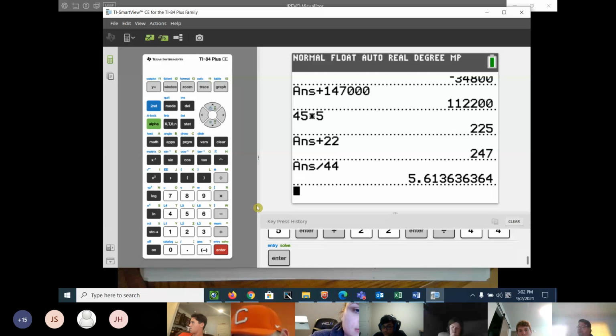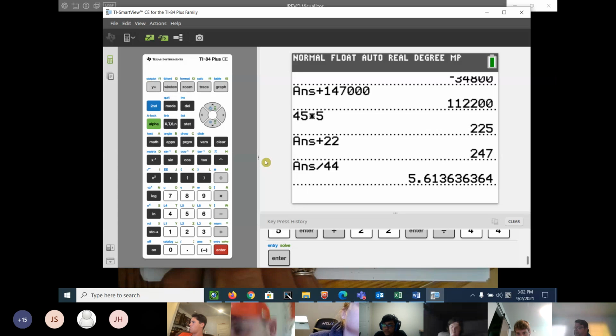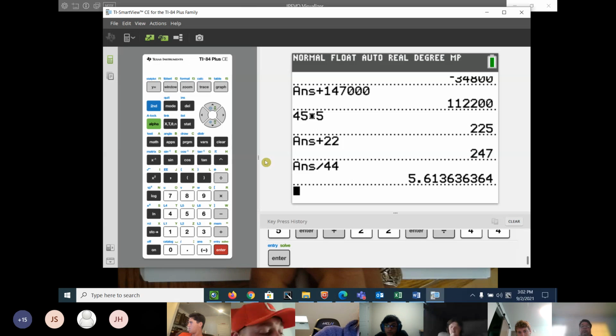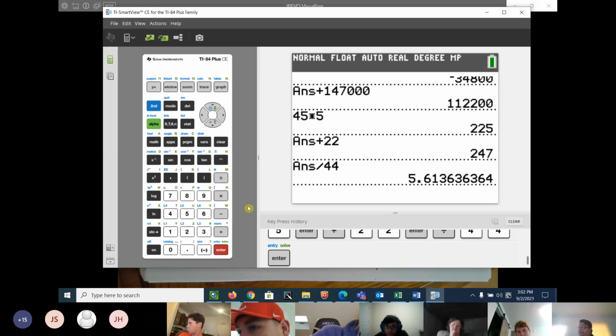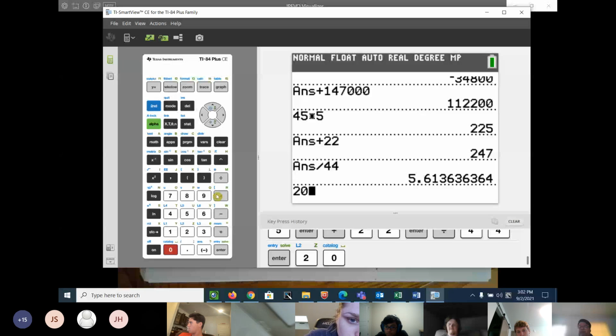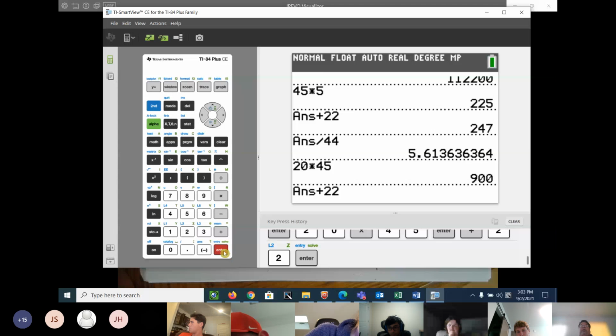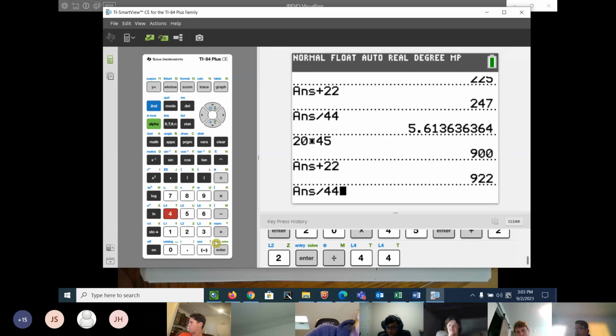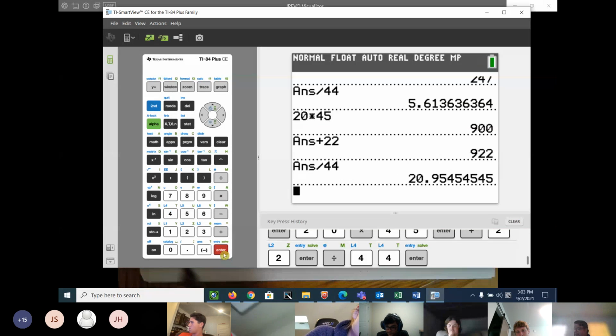All right, do the next one. 20 miles per hour. 45 times 20 plus 22 over 44. So for 20 times 45 plus 22, divided by 44. If you're traveling at 20 miles per hour, it's going to be 21 feet before you hit the brakes.